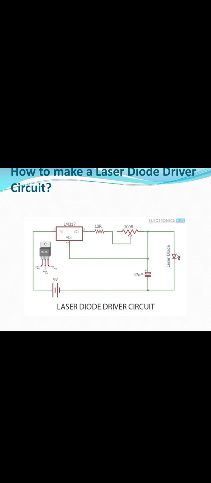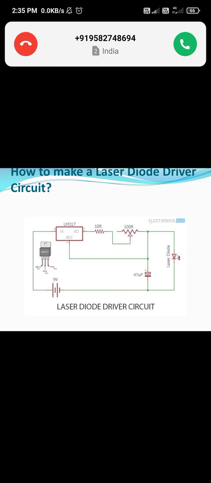Now, how to make a laser diode driver circuit. It uses the IC LM317, which has three main pins: input, output and adjustable. A 9-volt battery is used here, and the output is the laser diode. The laser diode driver circuit adjusts the operating point of the laser diode.